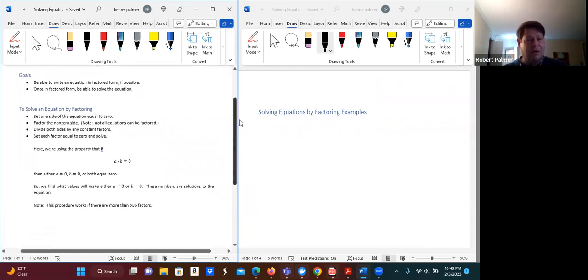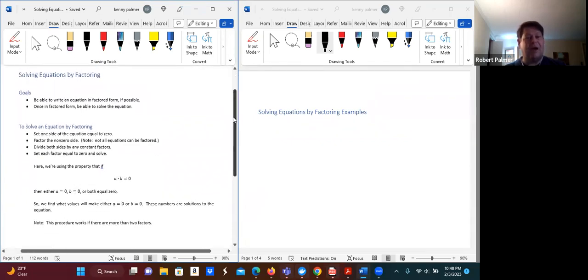Let's take a look. Here's our basic procedure, how to solve by factoring. With that procedure, we'll explain how this works. So first, set one side of the equation equal to 0. And you're probably familiar with doing that. It's kind of like what you do when you solve a quadratic equation. Next, factor the non-zero side. Once again, note, not all equations can be factored. Some things we can't factor, or at least not factor in a useful way.